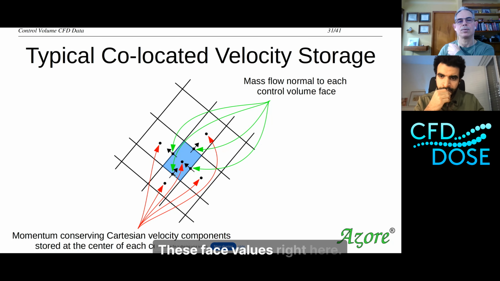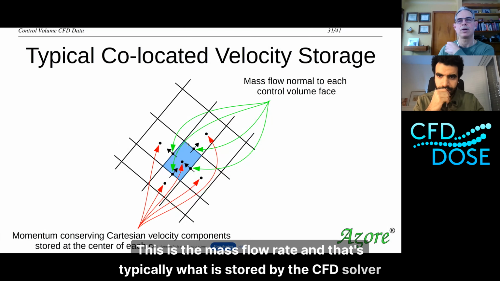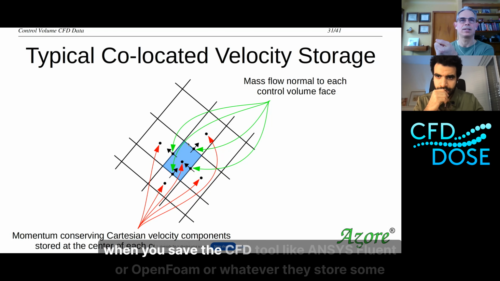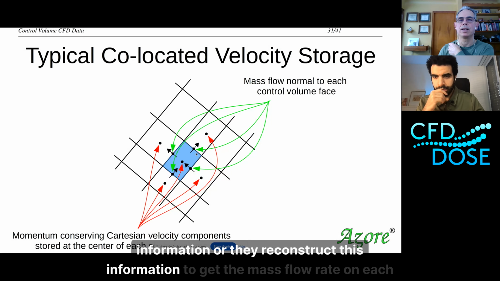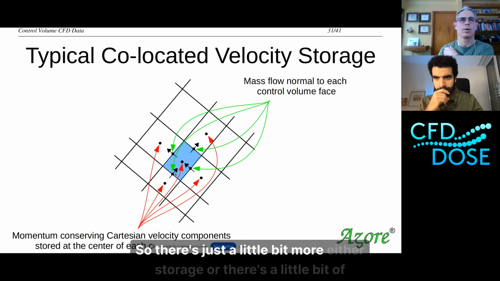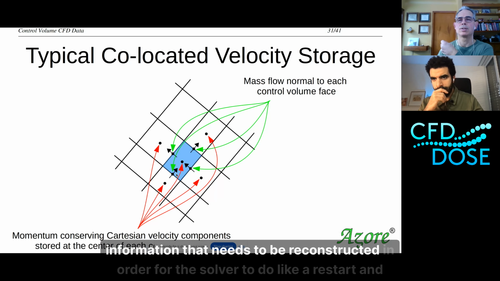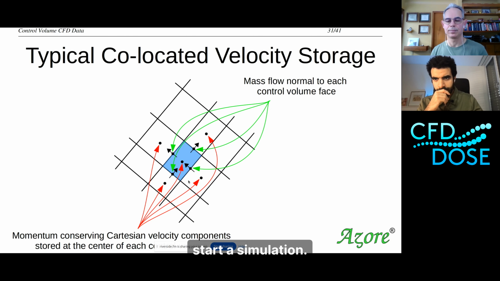These face values right here, this is the mass flow rate, and that's typically what is stored by the CFD solver. When you save in a CFD tool like ANSYS Fluent or OpenFOAM or whatever, they store some information or they reconstruct this information to get the mass flow rate on each one of these faces. So there's a little bit more storage, or a little bit of information that needs to be reconstructed, in order for the solver to do a restart and start a simulation.